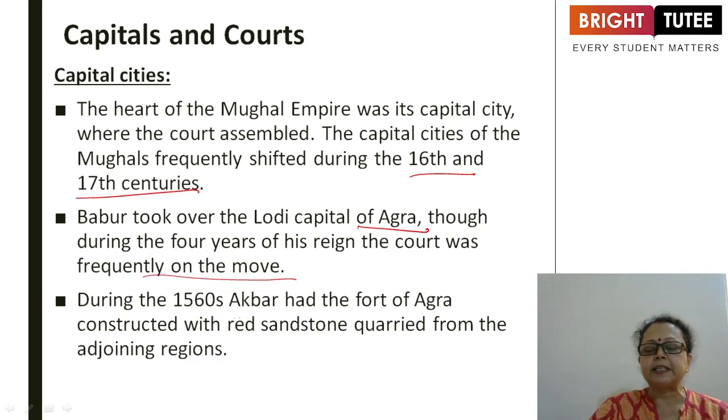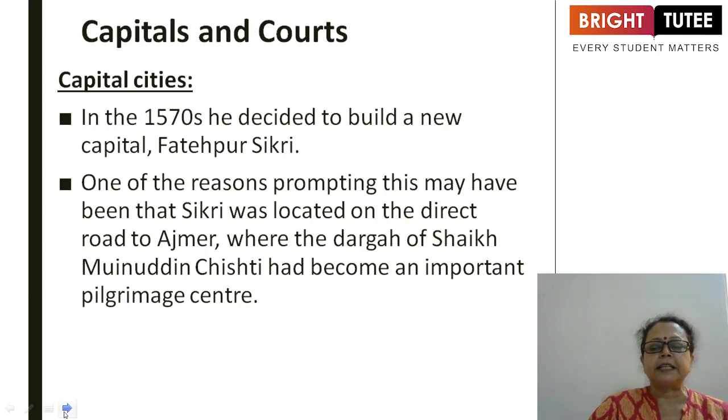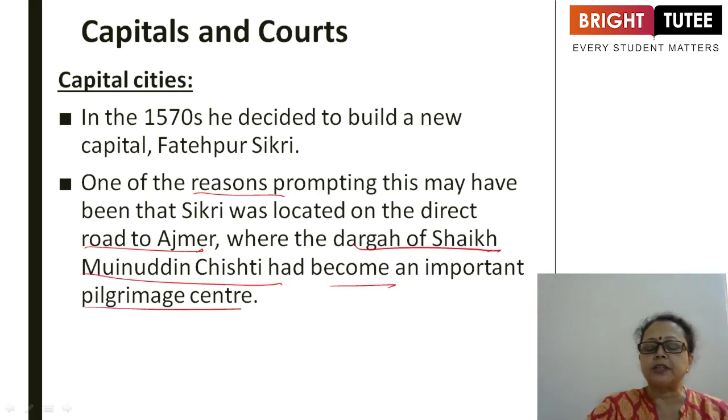During the 1560s, Akbar had the fort of Agra constructed with red sandstone from the adjoining regions. In the 1570s, he decided to build a new capital at Fatehpur Sikri. One of the reasons prompting this may have been that Sikri was located on the direct road to Ajmer, where the Dargah of Sheikh Moinuddin Chishti had become an important pilgrimage center.